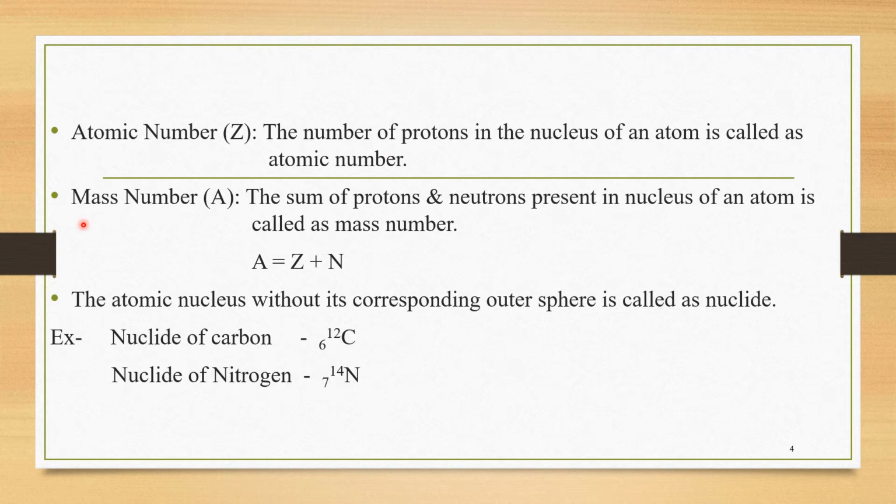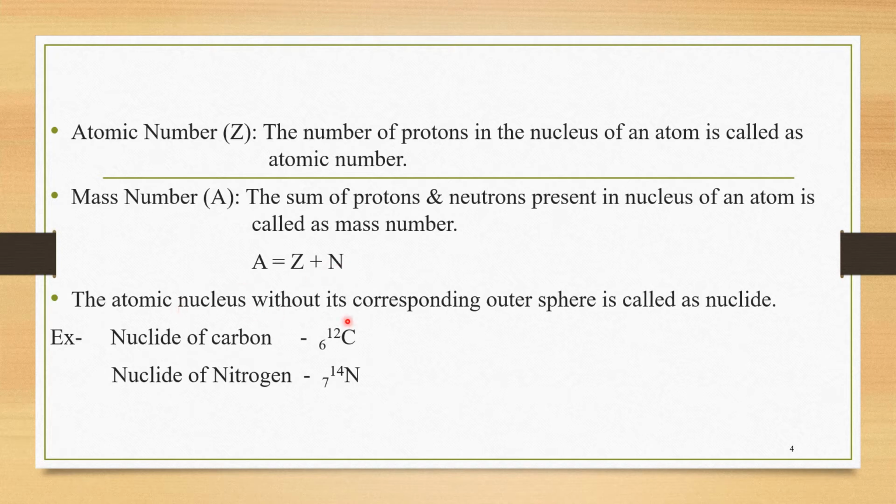The next important concept is the mass number, denoted by capital A. The sum of protons and neutrons present in the nucleus of an atom is called the mass number. This is a summation of protons and neutrons present in the nucleus, which is given by the simple equation A is equal to Z plus N. Here Z stands for the proton number and N stands for the neutron number.